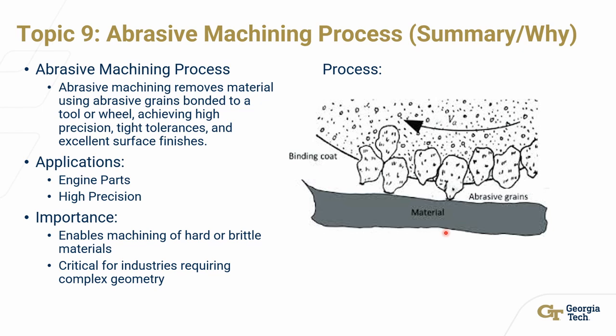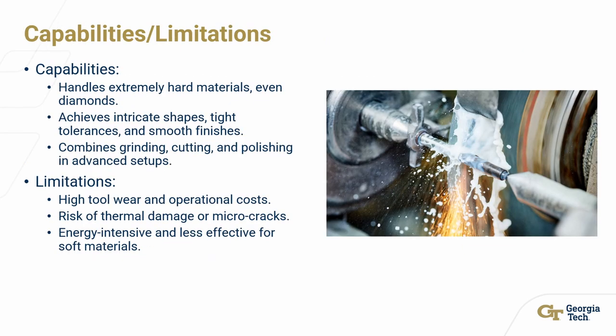The importance of abrasive machining is its ability to handle extremely hard and brittle materials, like ceramics and superalloys, with amazing precision. It's crucial for industries that require tight tolerances and superior surface finishes. Now, along with all types of smoothing processes and finishers, there are some capabilities and limitations. This process is capable of machining intricate shapes with high precision and combining multiple steps like cutting and polishing, such as shown right here.